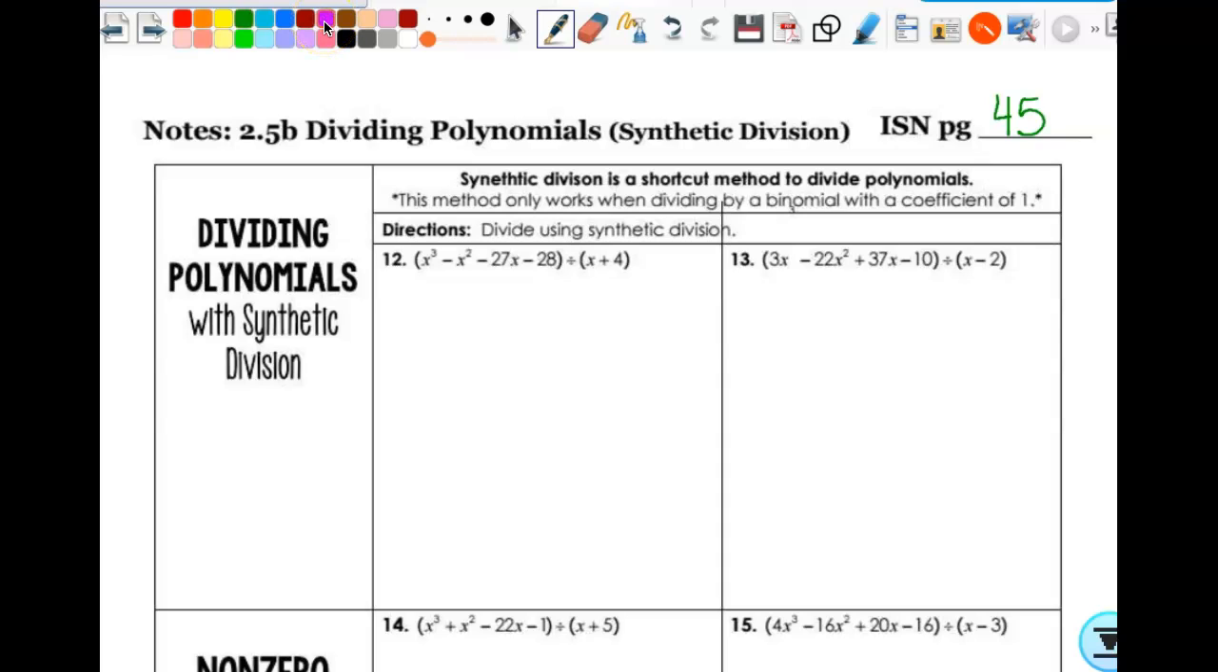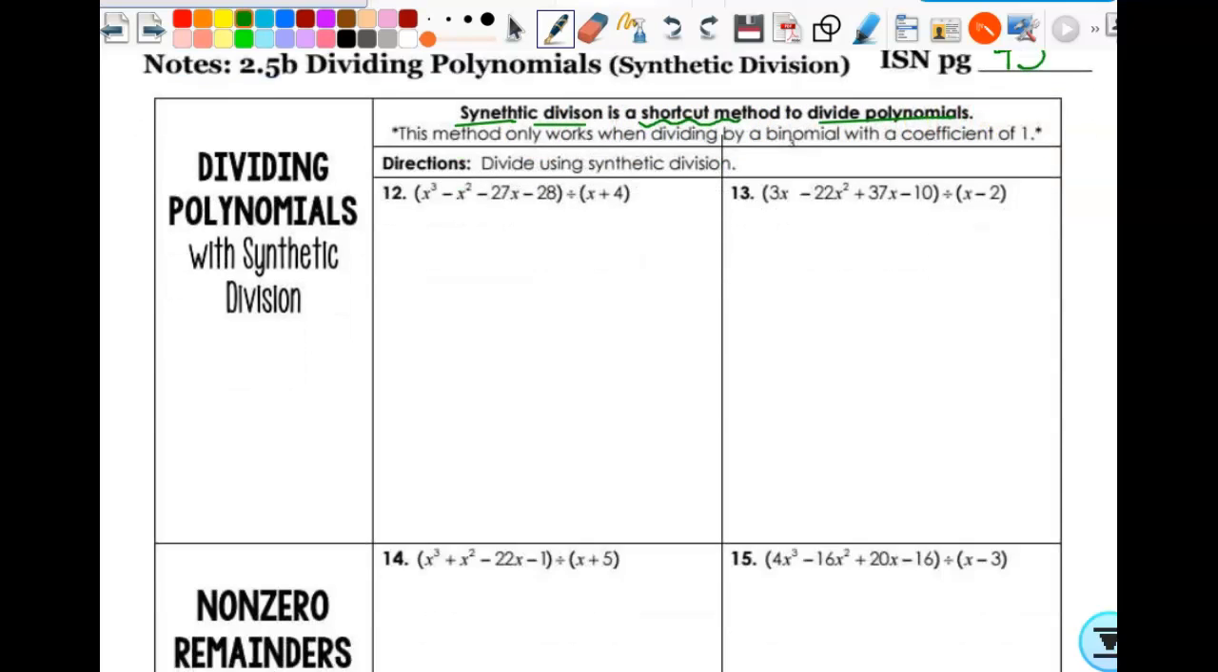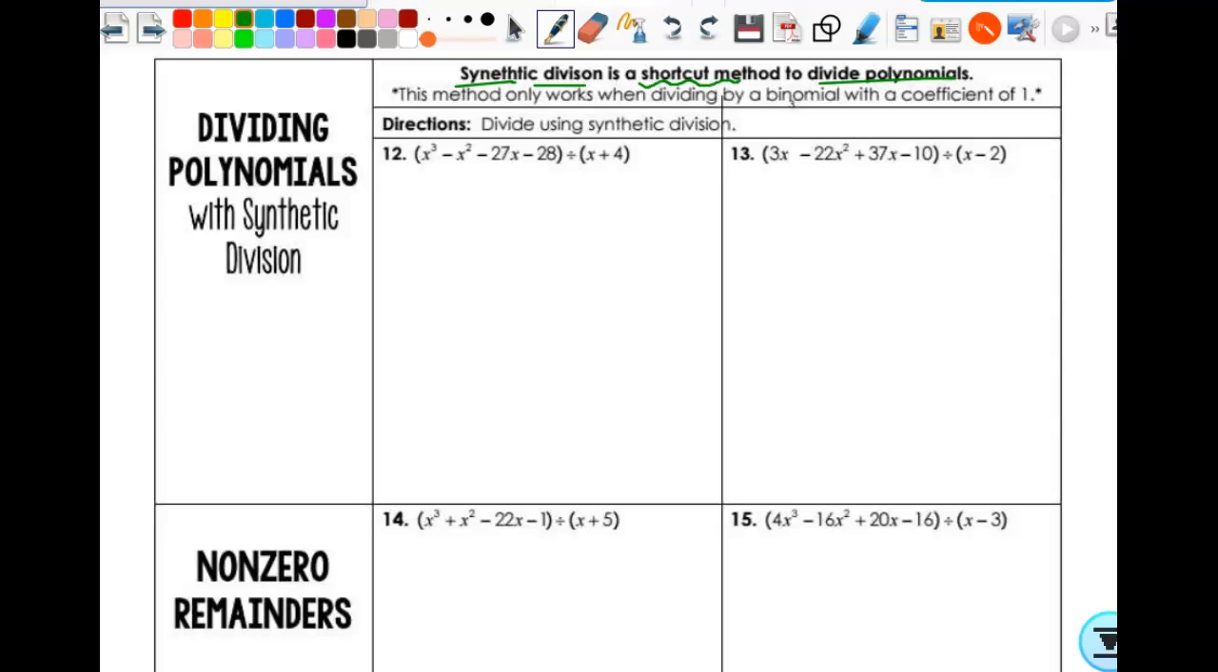restricted with synthetic division. So this says synthetic division, it's a shortcut method to divide polynomials. Then it says this method only works when dividing by a binomial with a coefficient of 1. And then I put a little asterisk there because it's a half lie.